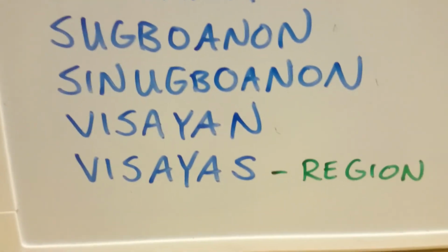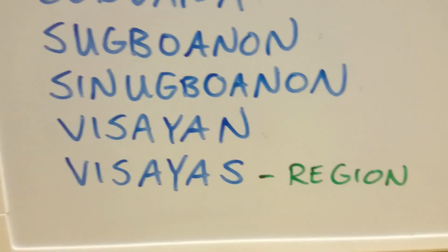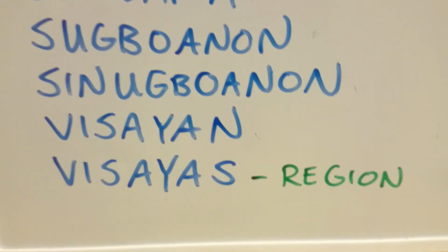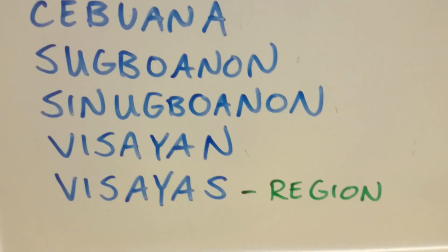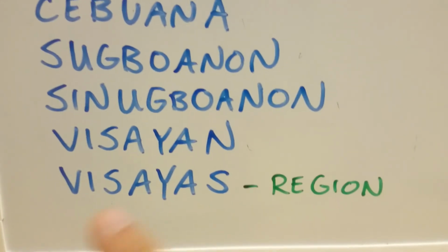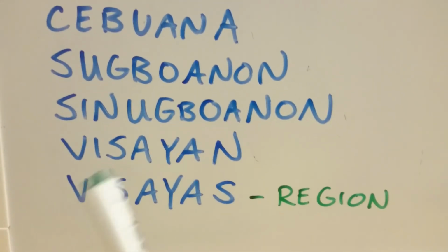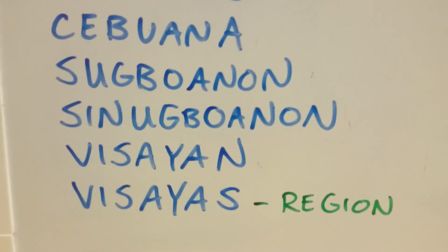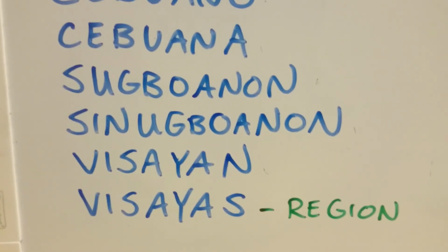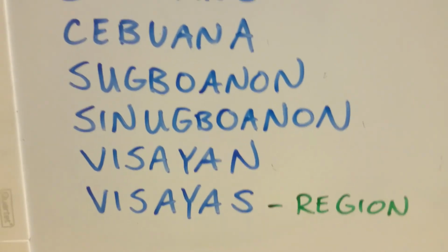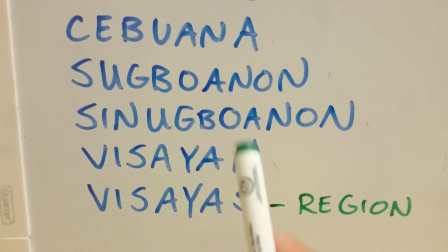Now, because of migration and immigration and all that stuff, and because of politics that happened in the Philippines years ago, we have Visayan speakers who also migrated to Mindanao and everywhere else. So they brought their language and culture along with them. So you'll find Visayan speakers in Mindanao. Most of them are Cebuano speakers and Hiligaynon speakers. They identify themselves as Visayans because they also speak a Visayan language.